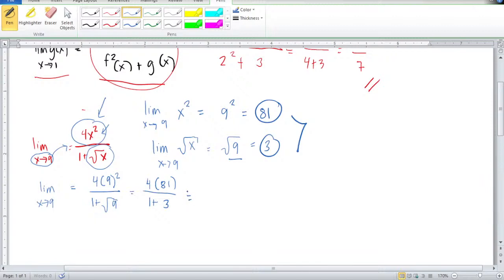Okay, so using your calculator, class, 4 times 81 is 324, divided by 4, so that is 81. So the answer, class, is 81. So the limit of this function as it approaches 9 is 81.